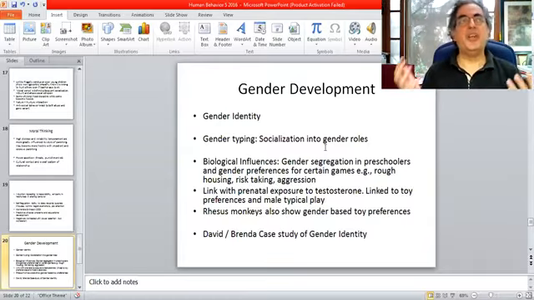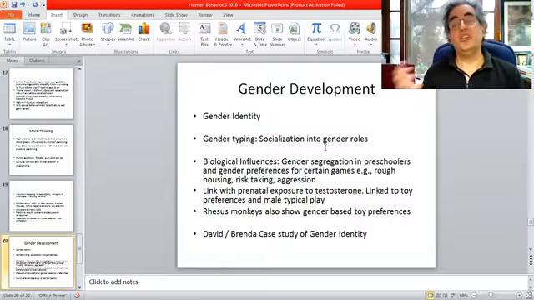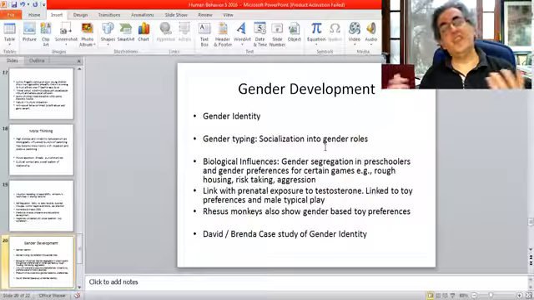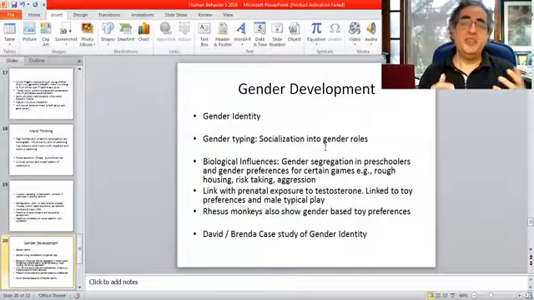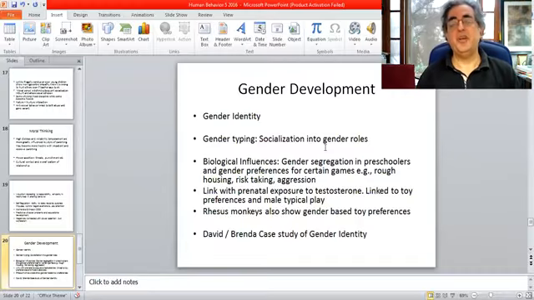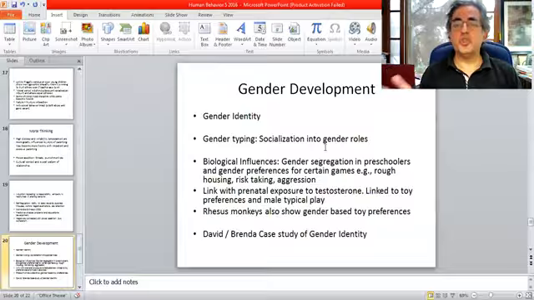People have looked at gender identity, gender typing and gender schemas, and they've looked at nature versus nurture influences on this. In terms of biological influences, you find a lot of patterns that emerge with development. Children around 3, 4 years of age tend spontaneously to gender segregate, even in co-ed preschools. And there are distinct preferences in the kind of games. Boys will do more roughhousing, more risk-taking, aggressive types of behaviors. Girls' games will be more cooperative, more social-oriented, relationship-oriented, less aggressive.